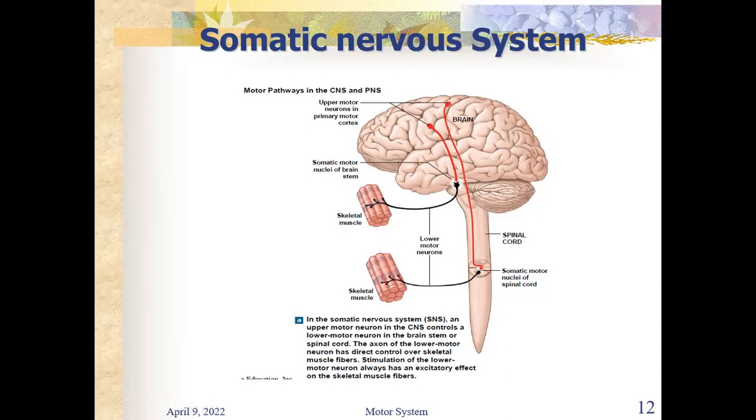But from the somatic nuclei of the spinal cord, you have the lower motor neurons, which are the alpha and gamma motor neurons originating from the anterior horn of the spinal cord to innervate the skeletal muscles, and go to the muscle spindles, the intrafusal and extrafusal fibers, and the Golgi tendon organs. So that is the overview of the somatic nervous system. Read this down, and it will give you more explanation of what is being illustrated here.